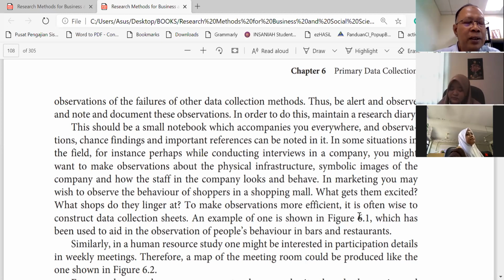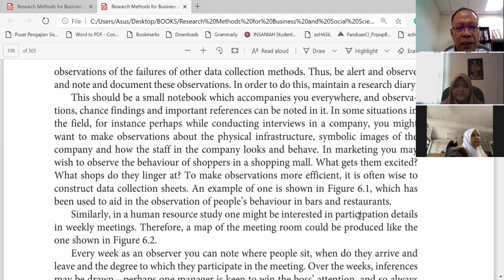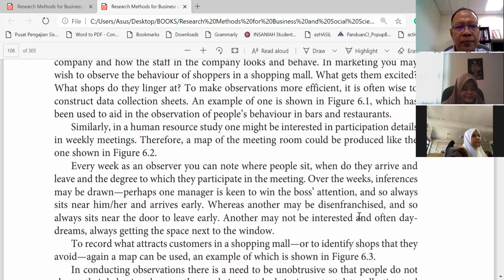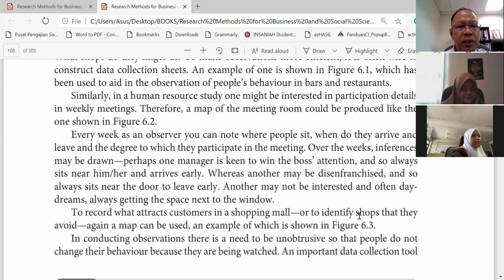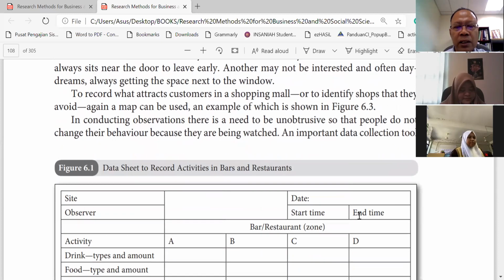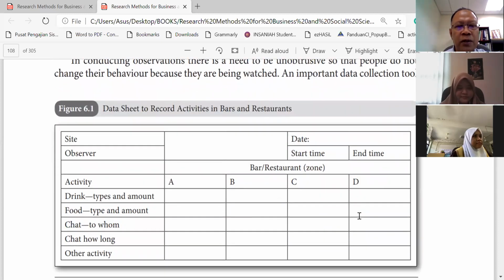So the other type of observation is non-participant observation, where the researcher doesn't participate in the behavior of what is being observed. So in the non-participant observation, the researcher just observes without participating. For example, there was a researcher who wants to study what attracts customers in a shopping mall. So what the researcher needs to do is just observe.